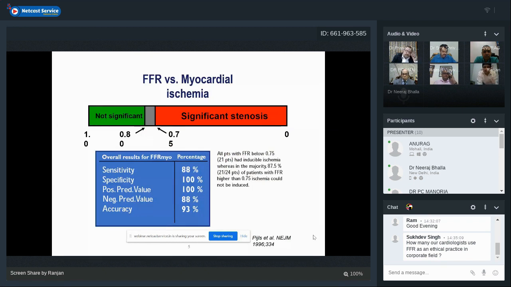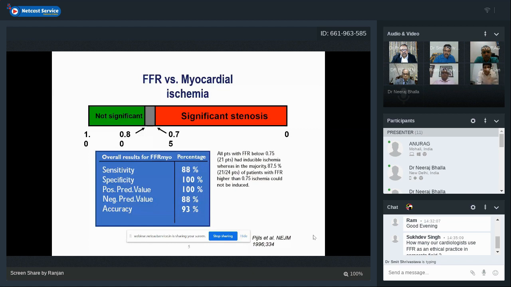Now, what's the cutoff of FFR that we should be using? This is something people tend to debate, but based on the studies which we have, especially the DEFER study, which probably is the first study, what DEFER showed us is that if the FFR is 0.75 or above, you could safely defer the lesion. It means you don't have to stent this lesion, whatever it looks like. It might look 90%, it might look 30% or 50%, but if it's above 0.75, then you don't need to stent. That's what the DEFER study showed.